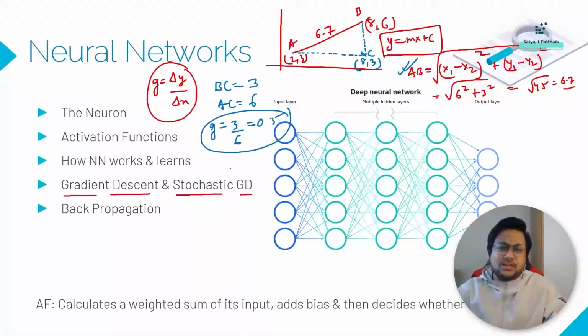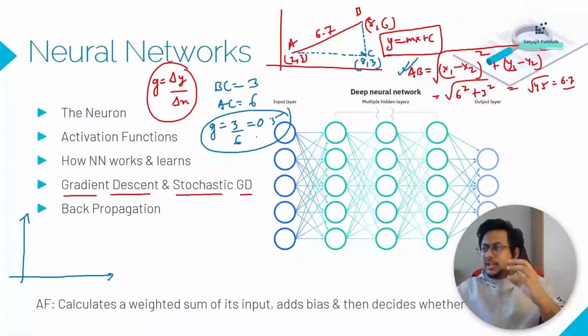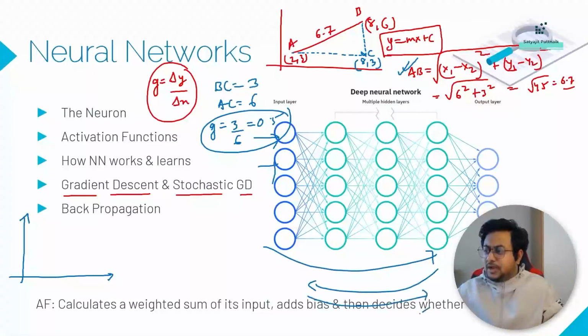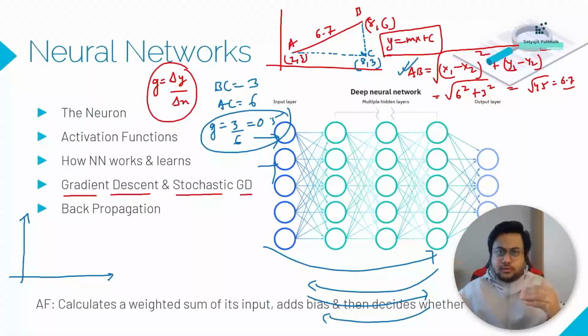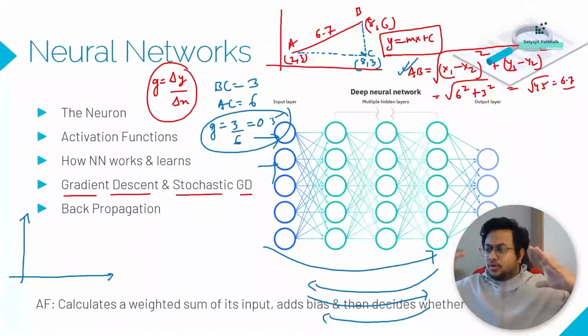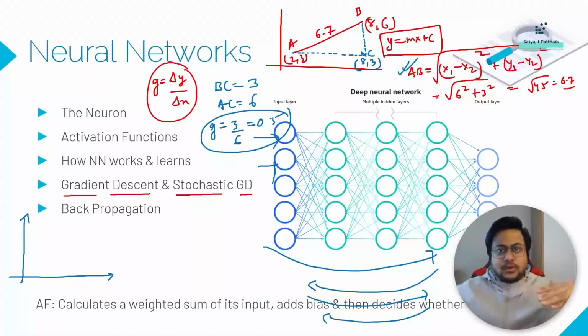But what does it have to do with gradient descent? Now, I'll take the same type of example. What happens in neural networks is that when we run models, let's say this is your input, there is a forward pass, backward pass, forward pass, backward pass. It goes on, depending on the number of epochs you are defining and your batch size.